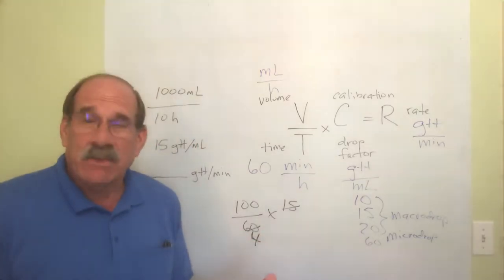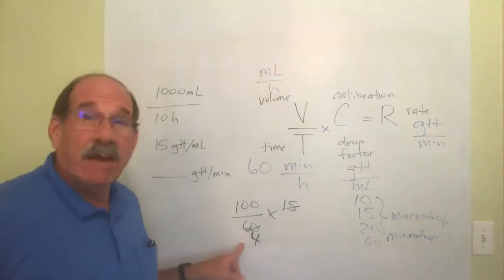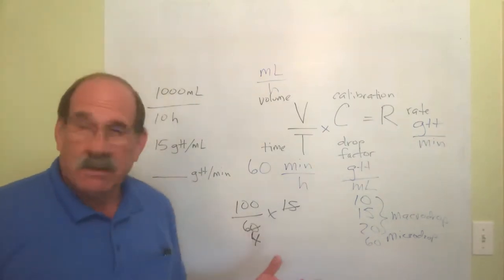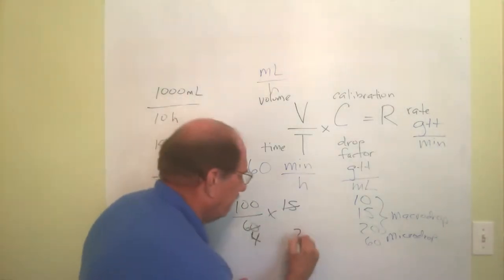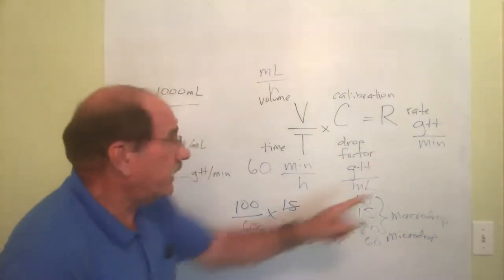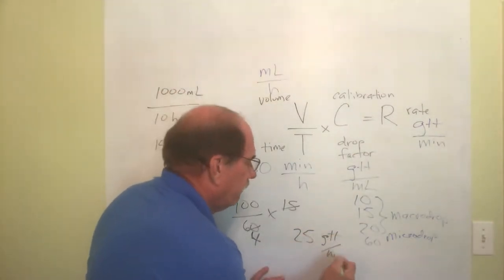Now, the only math you have left is what? In your head, 100 divided by 4. And what's 100 divided by 4? Why, the answer is, let's see, 25. I mean, that's the answer. That's the number of drops per minute.